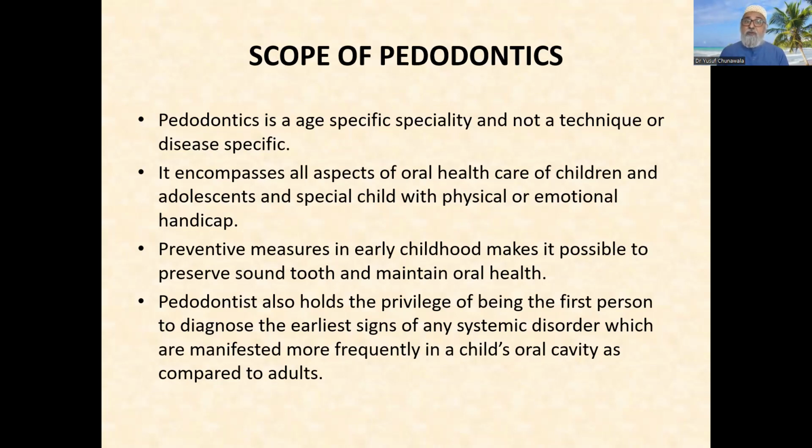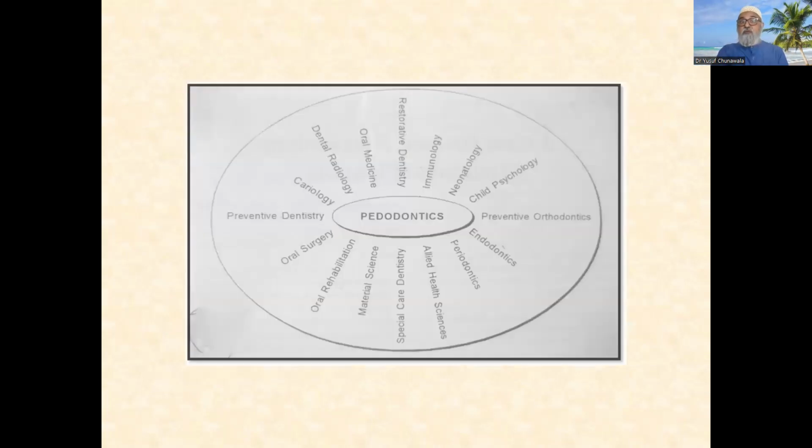And secondly, it encompasses all aspects of oral health care of children and adolescents and special children with physical or emotional handicap. So right from birth till adolescence plus all special comes in your scope. Finally, preventive measures in early childhood make it possible to preserve sound teeth and maintain oral health. And pedodontists also hold the privilege of being the first person to diagnose the earliest signs of any systemic disorder, which are manifested more frequently in children's oral cavity as compared to adults. He's the first one to see it.